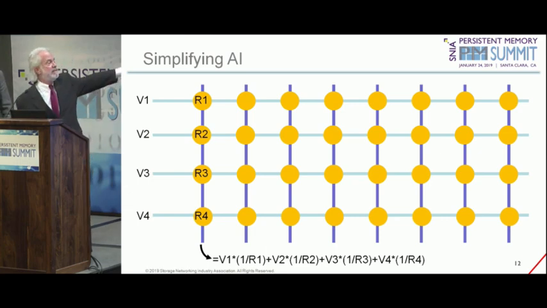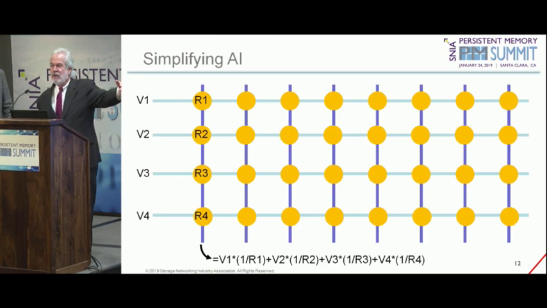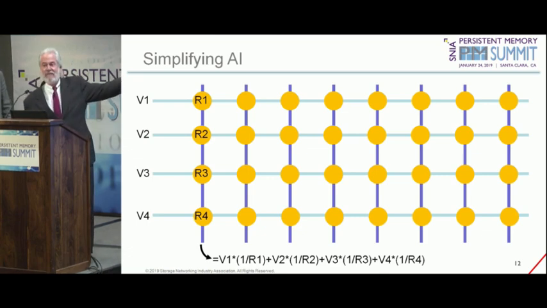You've got a series of voltages from a bunch of optical sensors or something like that coming in on the sides. You've got resistors at every single one of these cross points, and they have different resistance levels, and their values times the voltages multiply by each other.